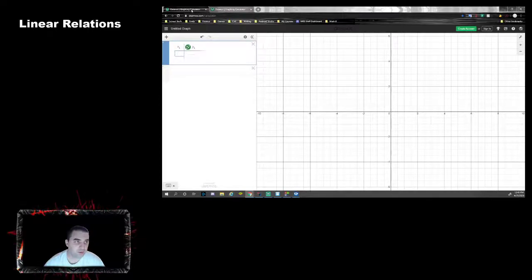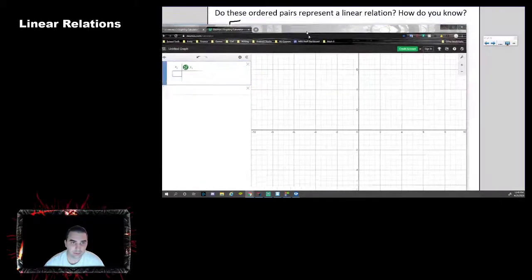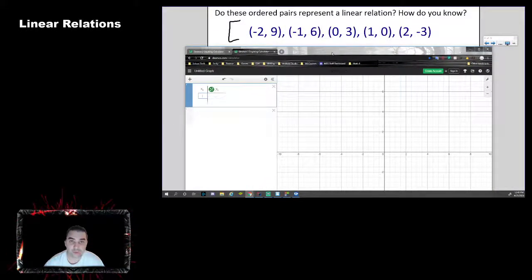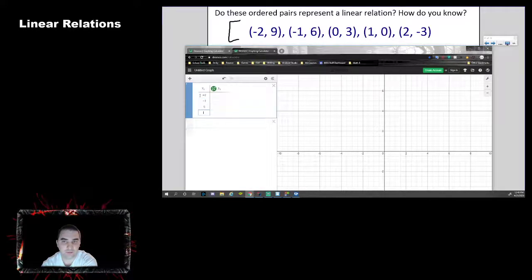So what we're going to do is use that table of values here to create a graph. I'm going to enter all these for you. -2 and -1, 0, 1, and 2. And then I'll match up my y values here. I've got 9, 6, 3, 0, and -3.